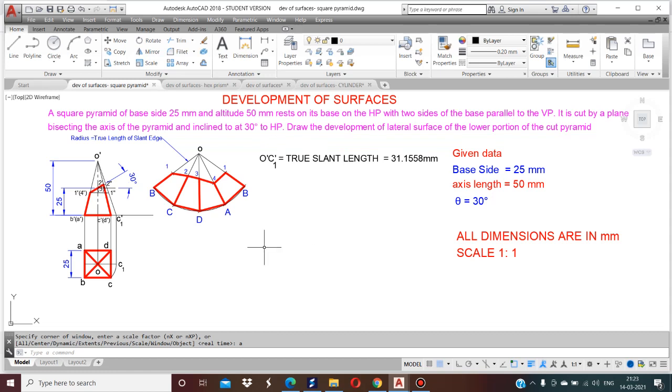Here the question is given as a square, with the condition that two sides of its base are parallel to VP. So AD and BC are parallel to the VP. First of all, draw the square and mark it as ABCD.